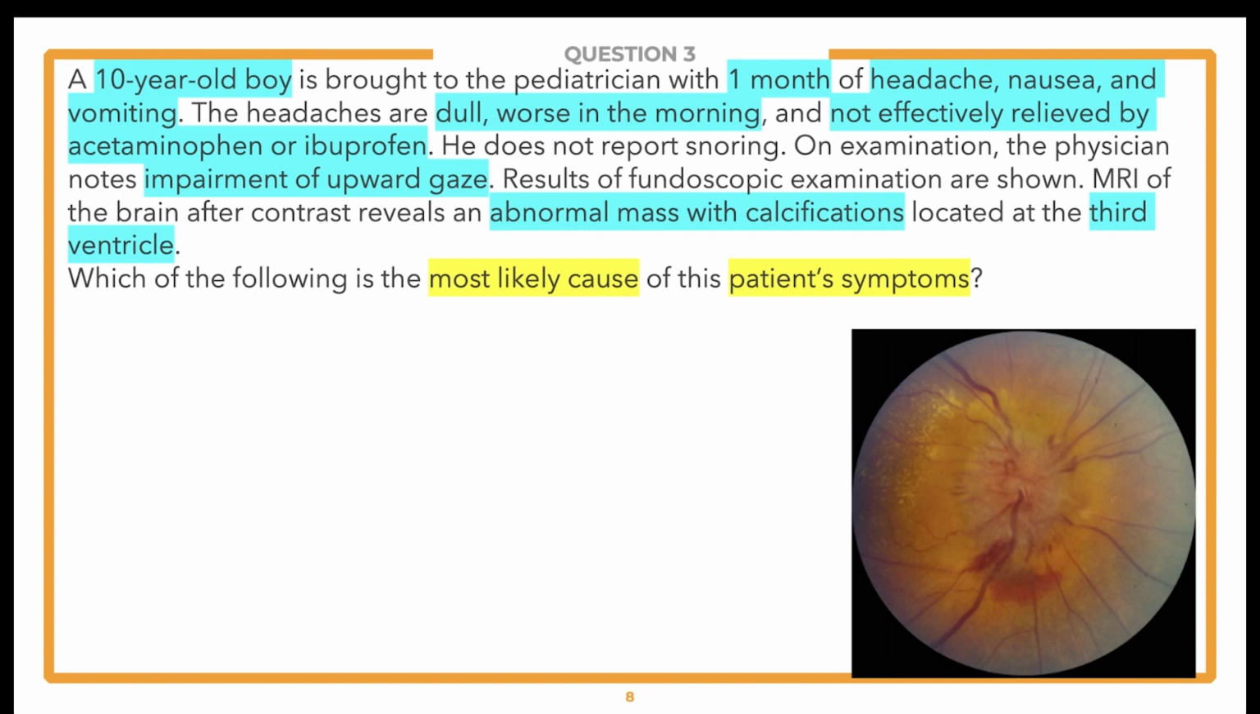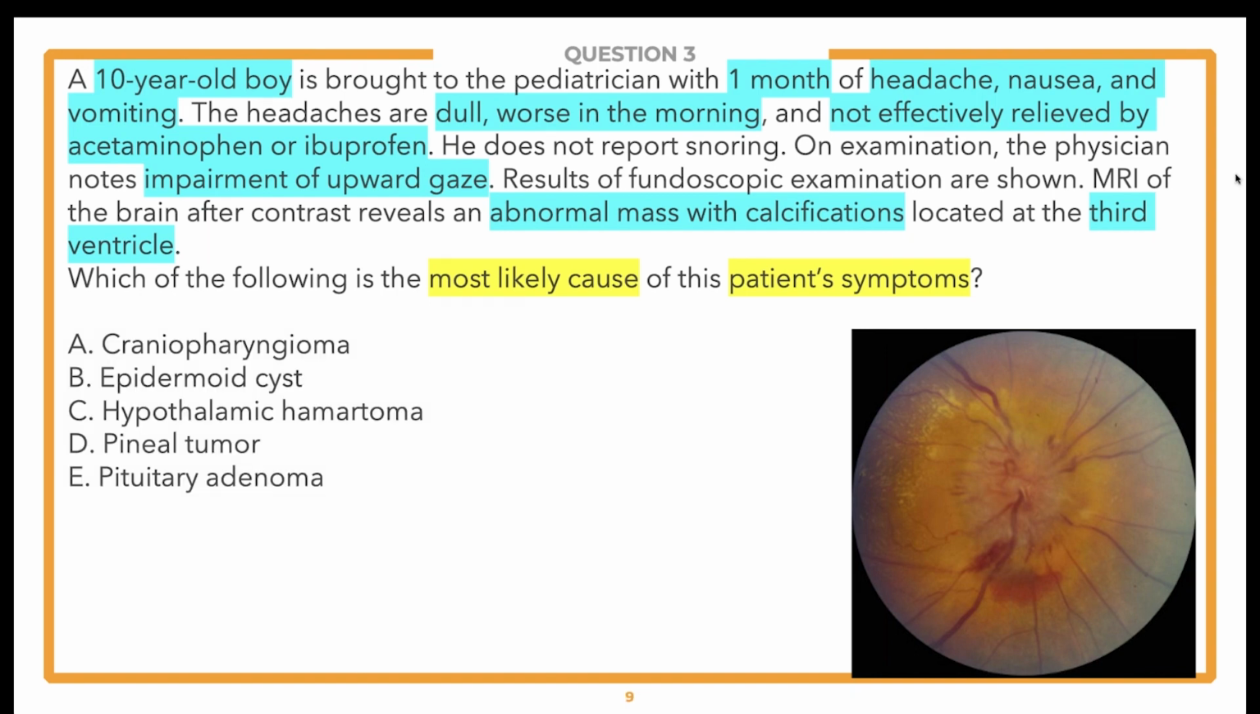Let's go ahead and take a look at these answer choices. When we look at the answer choices, we'd like to start at answer choice E and work our way up to A. The reason we do that is because oftentimes students will start at A, pick what they like, and fail to read all of the answer choices. This forces you to go through all of them and not jump to conclusions. So let's start with answer choice E, pituitary adenoma, D, pineal tumor, C, hypothalamic hamartoma, B, epidermoid cyst, and A, craniopharyngioma. With that, we're going to open up that poll and give all of you a moment to lock in your answer choices.